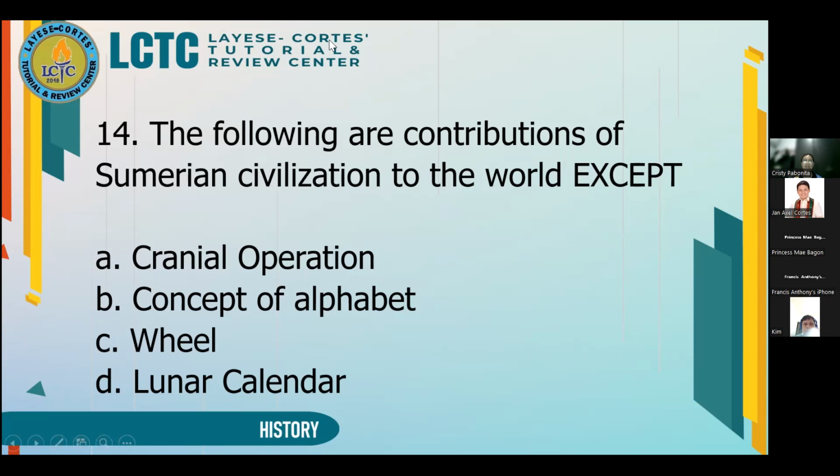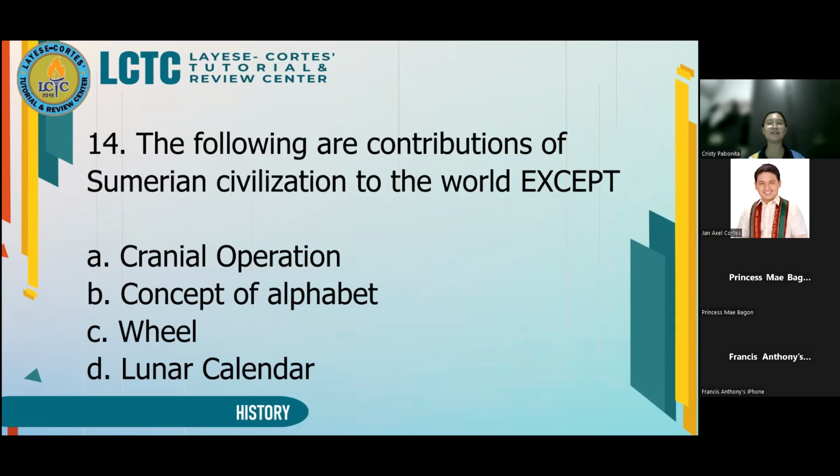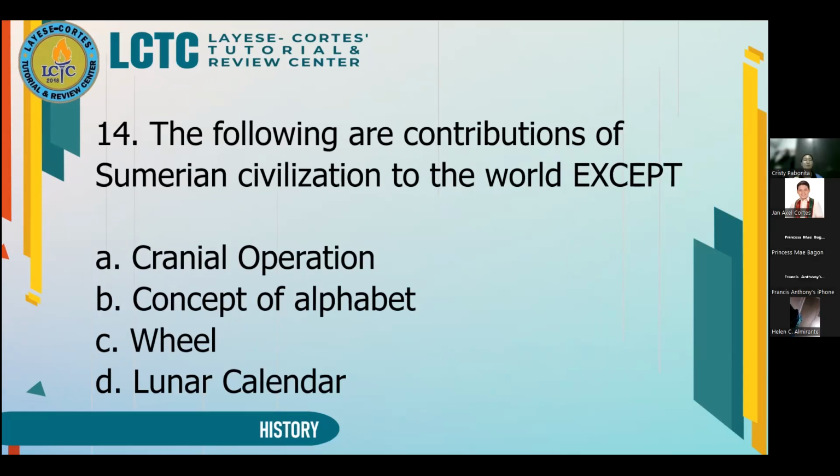Wild guess, ma'am, lunar calendar. Lunar calendar. Okay, it's one of the famous contributions of the Sumerians to the world, the lunar calendar. They first used it, the lunar calendar. Letter B, ma'am. Letter B, yes, very good, Sir Kim. So the answer is letter B, the concept of alphabet.